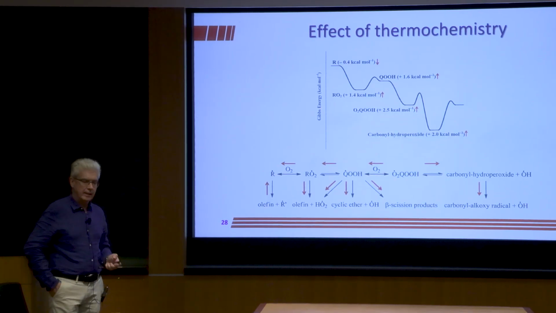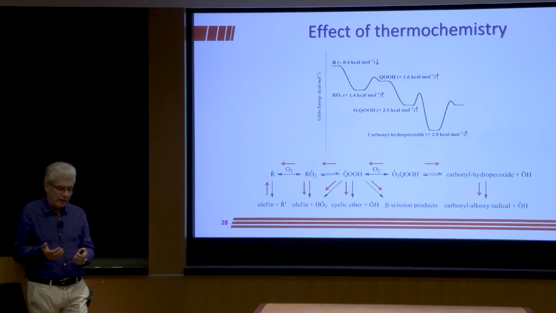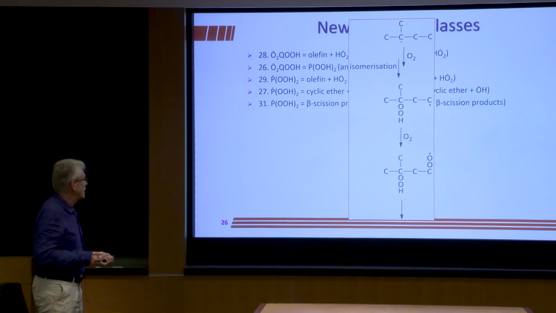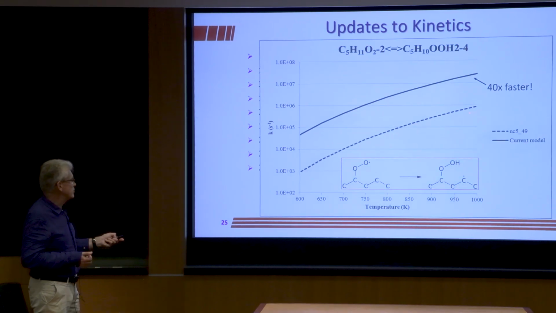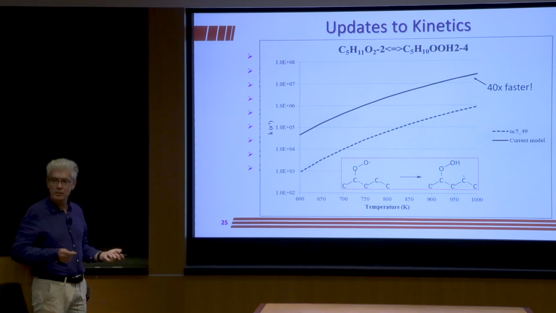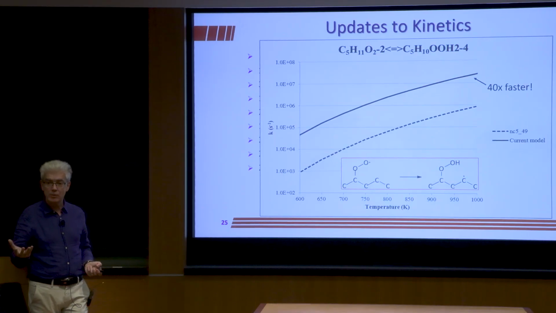Now, you might think that's bad news, right? The thermochemistry is bad news. But if I go back to this plot, yeah, this one, it's actually good news, because before I was using rate constants for these isomerizations which were 40 times too slow, based on what the calculations were saying. And I had to do that to get the mechanism to fit the data that we had. Why? Because the thermochemistry was wrong.